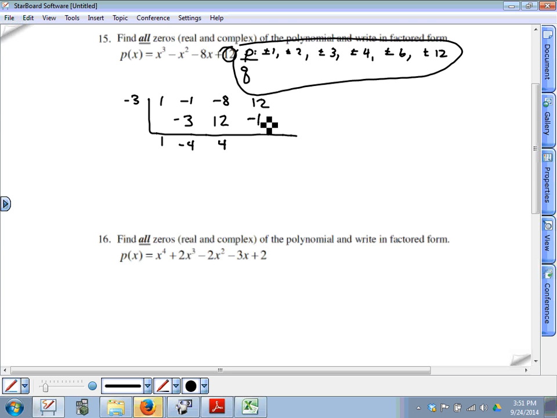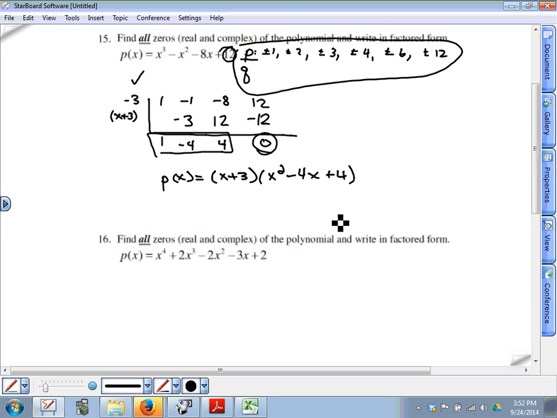So, since we get a remainder of 0, that actually proves 2 different things. It proves that -3 is a 0, or that x plus 3 is a factor. It also gives us another factor right here. That's what synthetic division does. It's pretty useful. We have a factor of x plus 3. We have another factor of x squared minus 4x plus 4.